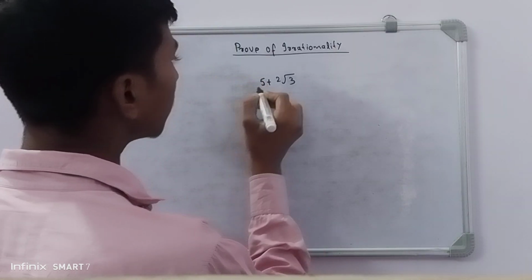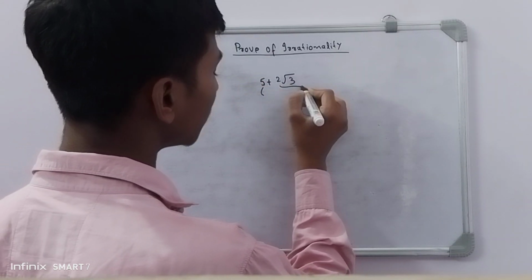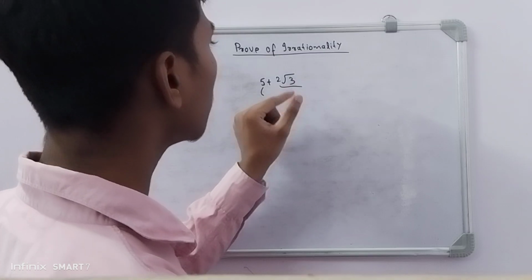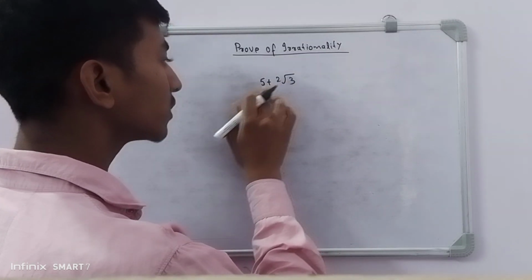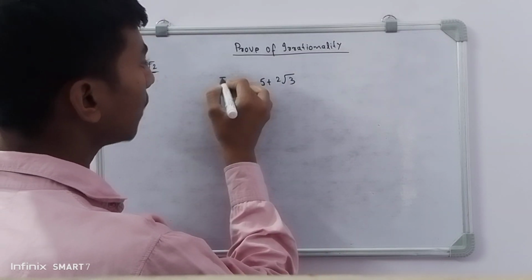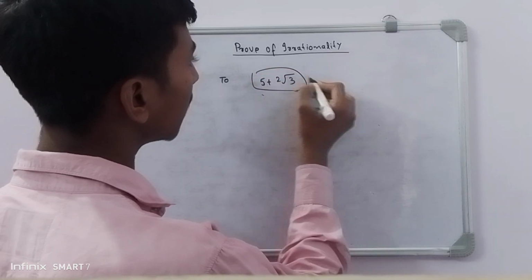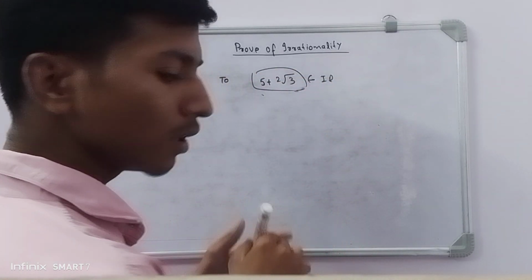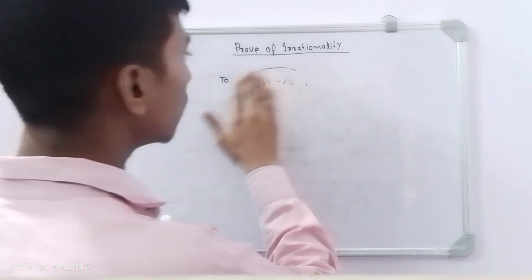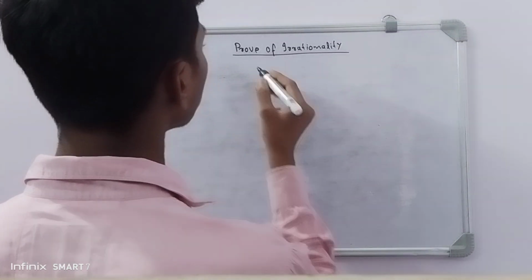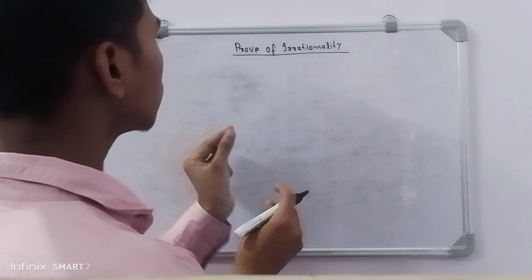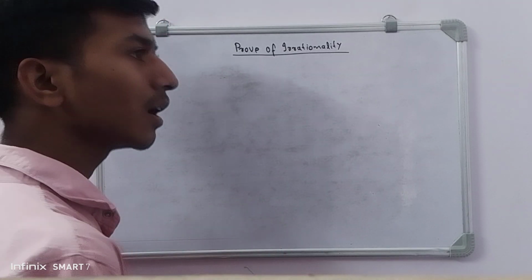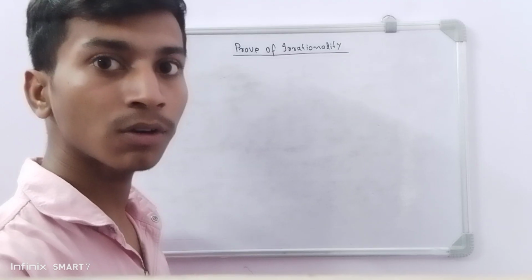As you know, 5 is a rational number and 2 root 3 is an irrational number. So the sum of a rational number and an irrational number is an irrational number, as you have studied in class 10. We have to prove that it is an irrational number, belonging to IR. That means it is irrational. So how would you prove that it is an irrational number? First of all, you have to consider that it is a rational number, as I am going to prove it through the contradiction method.